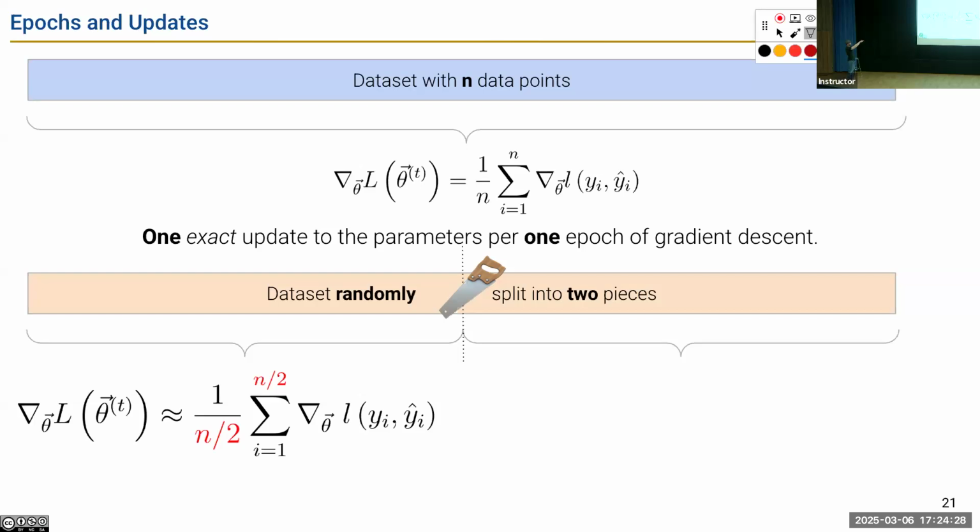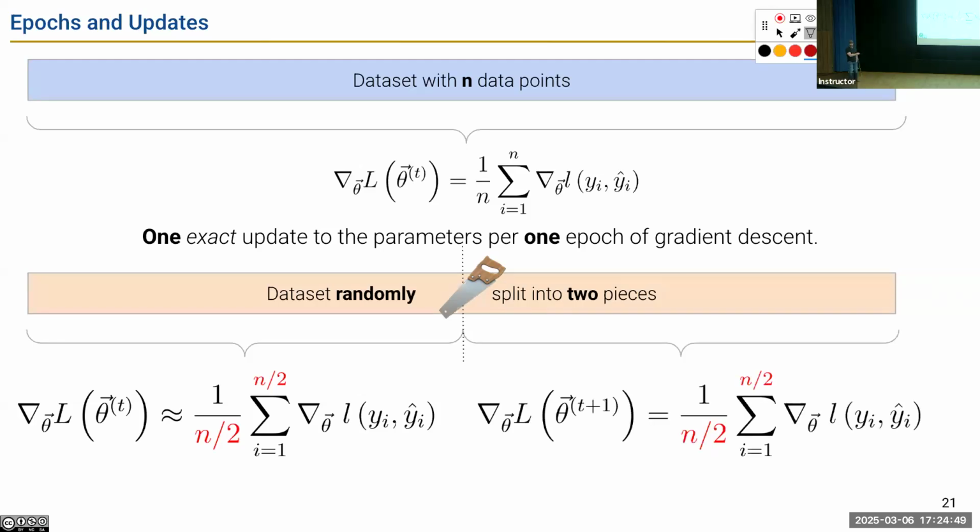Instead of computing the exact gradient, the average of the loss over all n data points, what if I just computed the average of the gradient of the loss over just half of my data points? That half of my data points is representative, presumably, of the rest of the data. So this should be a pretty darn good estimate of the gradient of the loss. And I can do that twice.